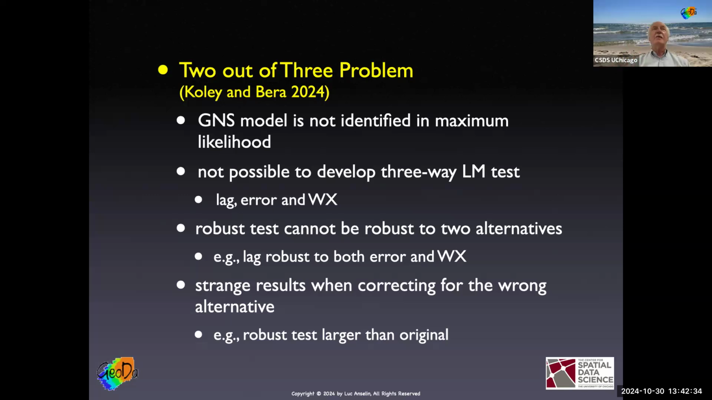Ideally, you would want to test, say for lag, that corrects for both possible error and possible SLX, which brings us to the GNS model. Remember, the generalized nested model has everything. It has a lag, has SLX, and has error autocorrelation. So then the logic would be, just like in all the other cases, you start with the log likelihood for the GNS model, you get these partial derivatives and you get the scores and all that stuff, and then you can do the corrections. The problem is the GNS model in a maximum likelihood world is not identified.